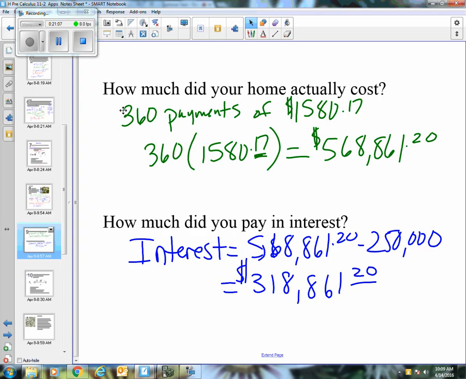Now, there's just some cost of living that we have. We have to live somewhere. We need to be buying something or renting something. But that's just a really amazing thing to think about. Over 30 years, we actually spend more in interest than we do for the house initially.